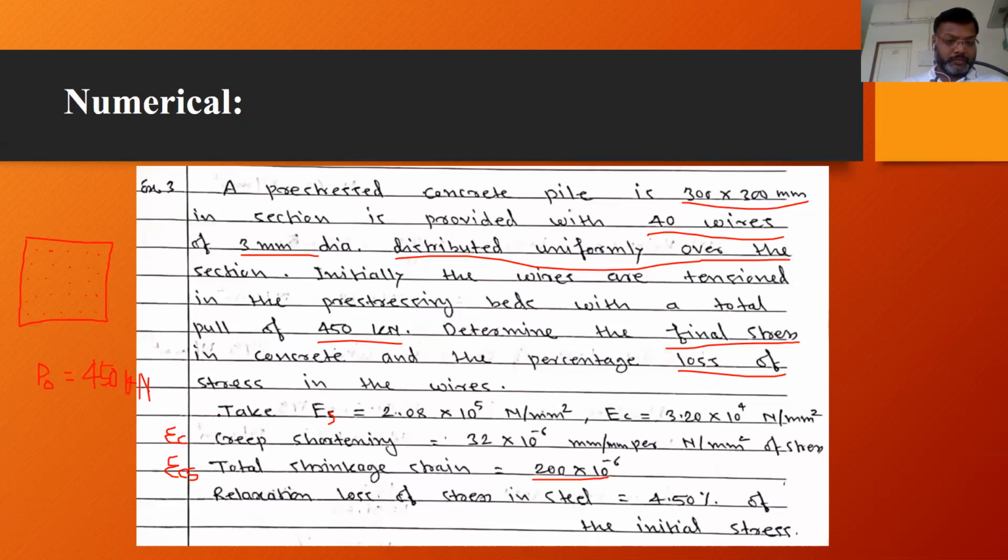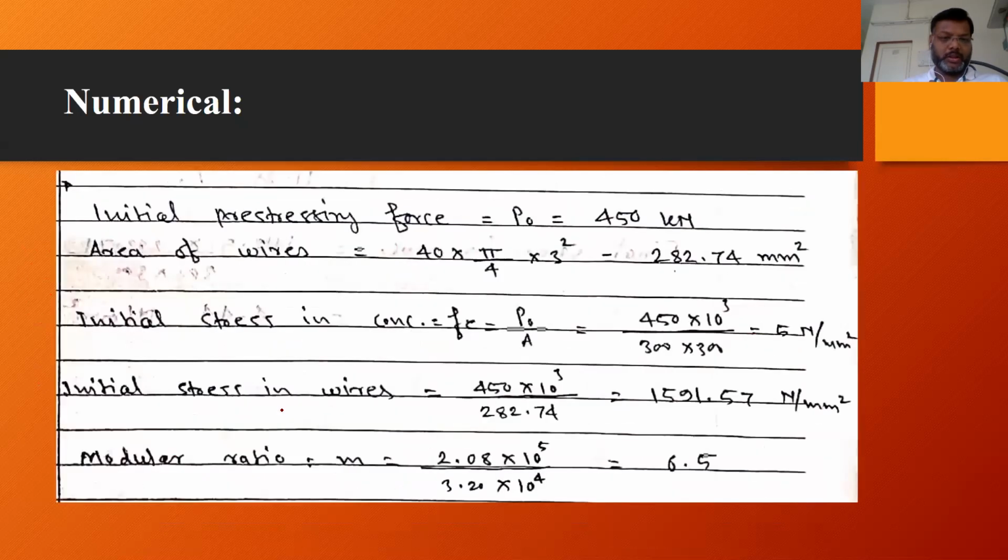Okay, so these are the values they have given. Now we have to find out the total final loss. For that, let us go to the next point. As I told you, the initial prestressing force P naught is given as 450 kilonewton. Now we have to calculate the area of wire. They have given that 40 wires are there, so we have to calculate the area of wire.